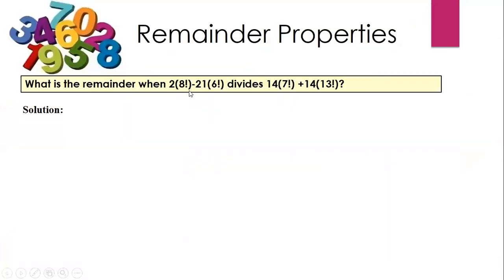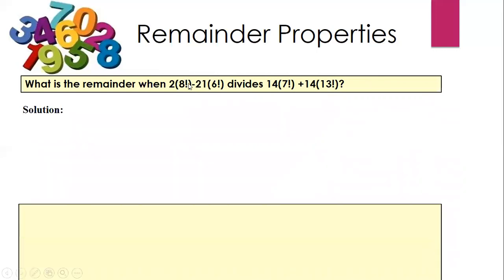Based on the logic, here is one more problem. What is the remainder when 2 into 8 factorial minus 21 into 6 factorial divides 14 into 7 factorial plus 14 into 13 factorial? So here, the first number divides this number, which means this is the divisor and this will be our dividend. Most of them just interchange and take it, but the actual process is that this number divides this number. This is the number which we are going to divide by this number.